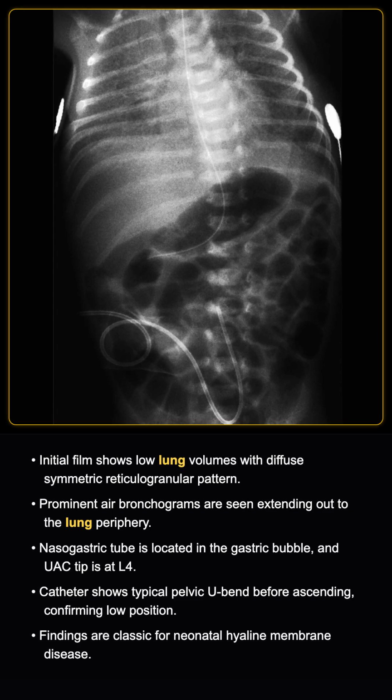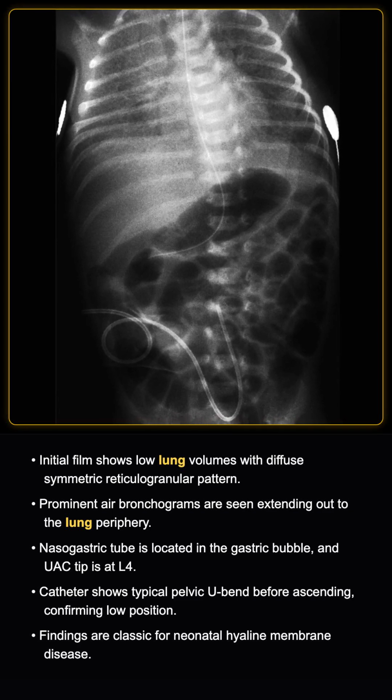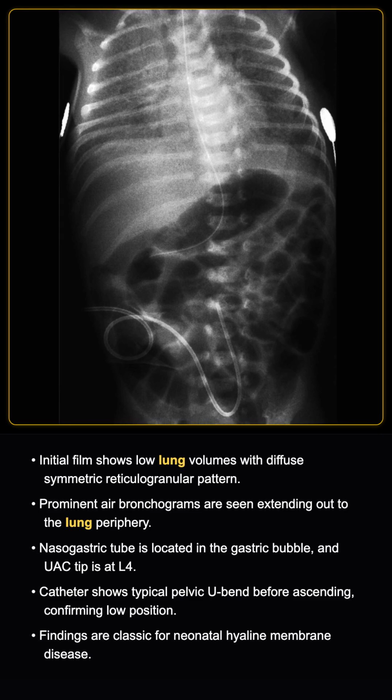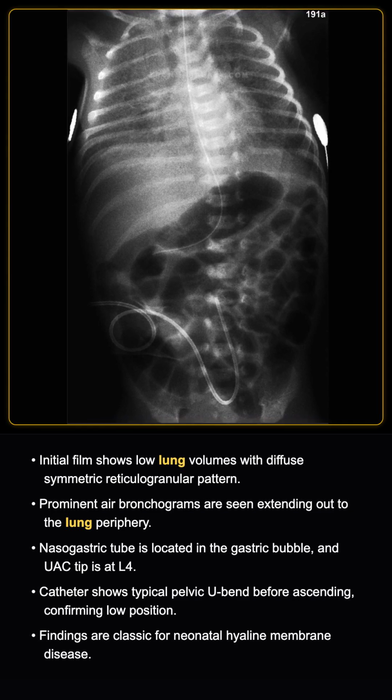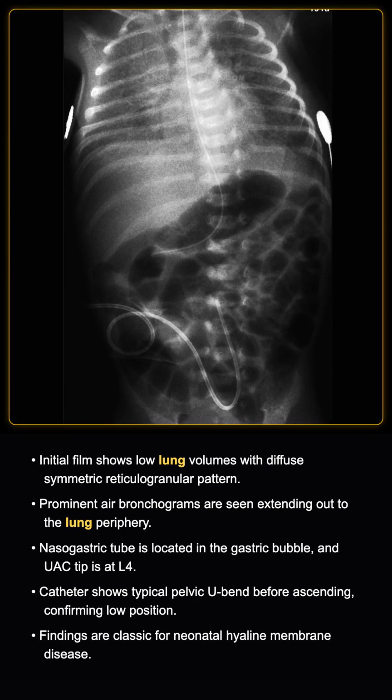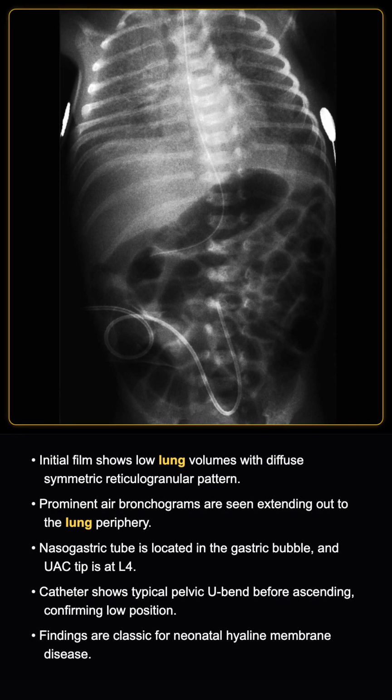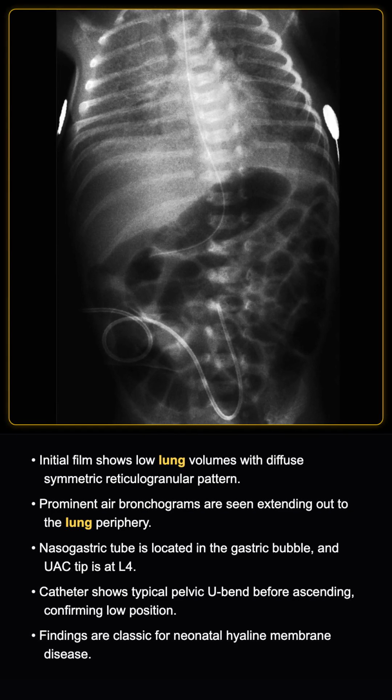Okay, assessing the provided imaging. The initial chest radiograph demonstrates very low lung volumes and diffuse, symmetric, fine reticulogranular opacities throughout both lungs. Prominent air bronchograms are seen extending out to the lung periphery.